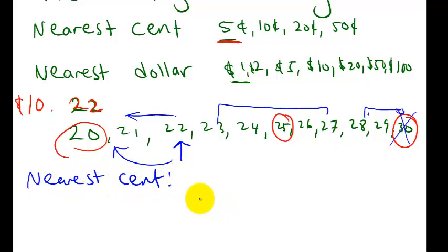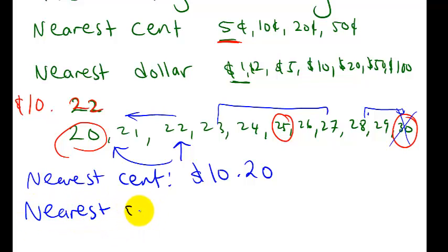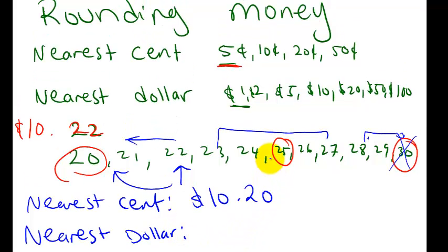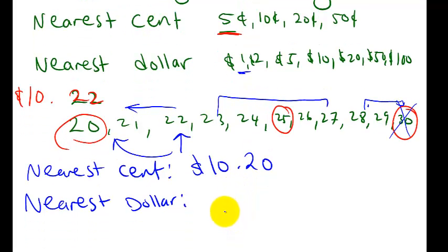So if I have $10.22, and the question said calculate it to the nearest cent, I'm going to look at the nearest cent: 21 and 22 go to 20. So we're paying $10.20. But if it said nearest dollar, well, our smallest dollar is $1, as we can see here. So for this one, it's not $10.20. That's what I see a lot of people say. It's wrong.